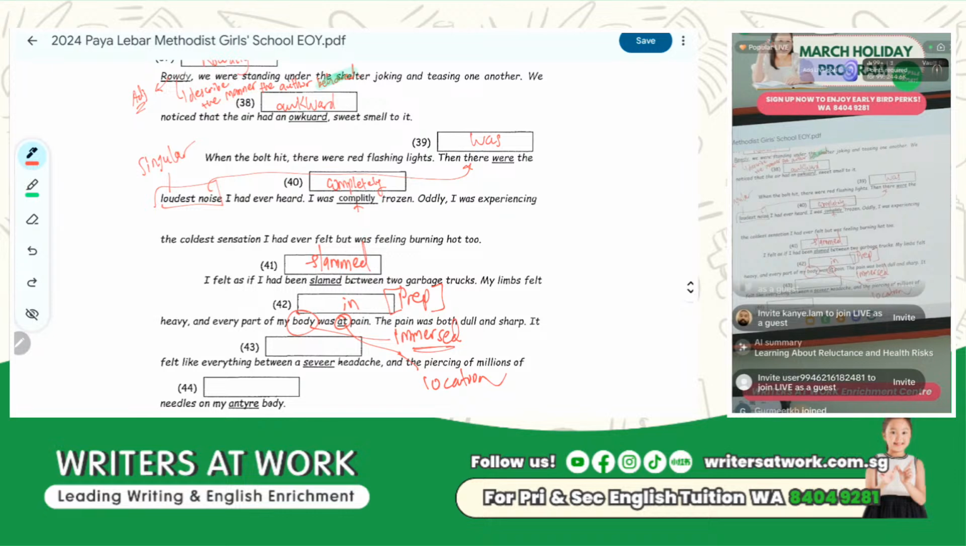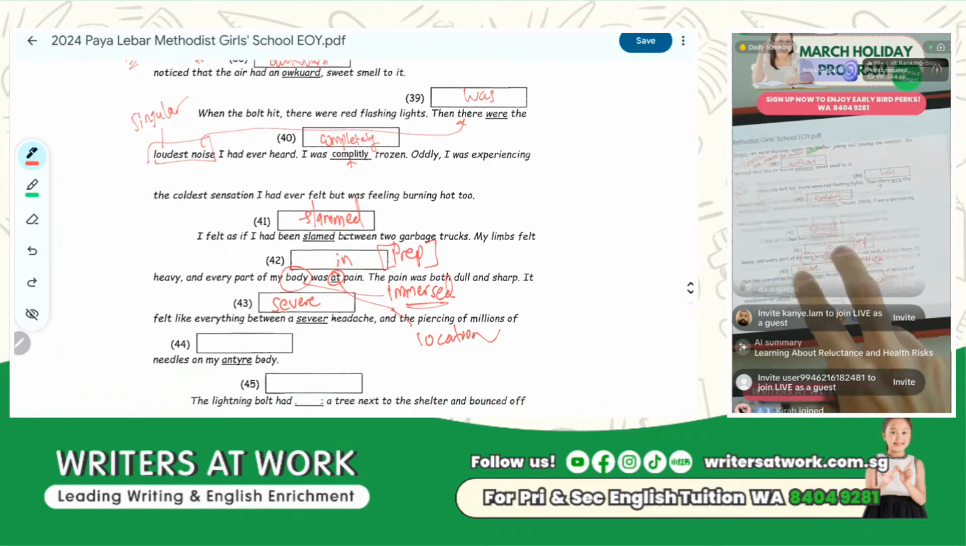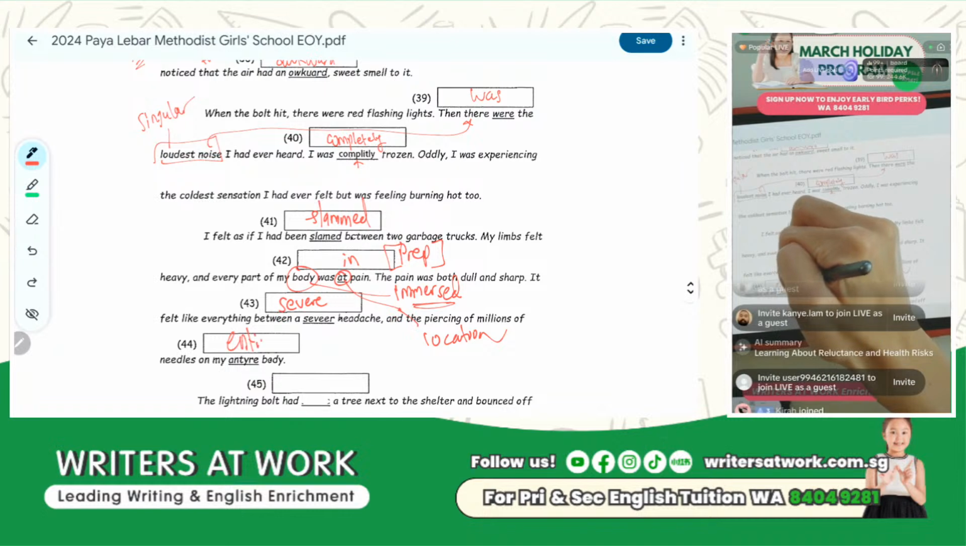Okay, let's move on. It felt like everything between a severe headache and the piercing of millions of needles on my entire body. Okay, severe here is also spelled wrongly. Just take note how do we spell it. And lastly, entire also spelled wrongly.